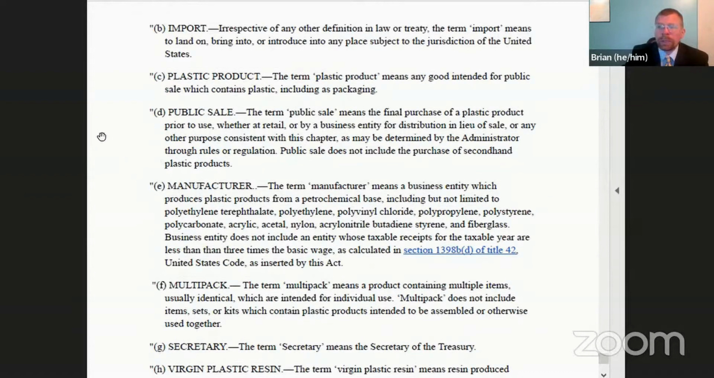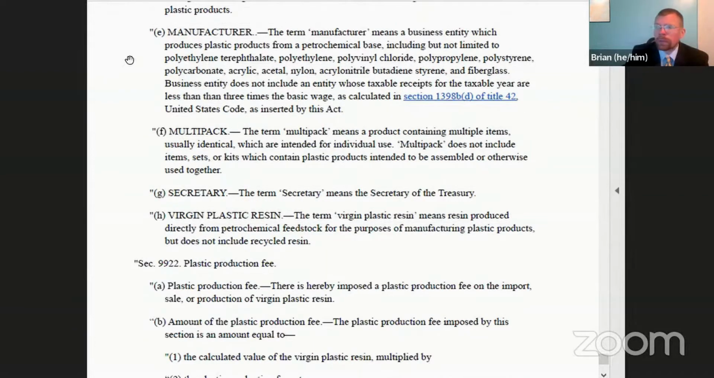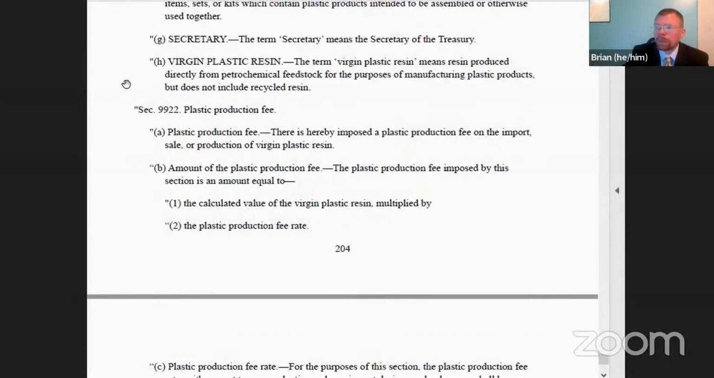So, for example, if McDonald's is buying a box of 1,000 forks to distribute to their customers, then they would be the party responsible for the plastic product fee. Manufacturers are the business entities who produce plastic products. And virgin plastic resin means resin produced directly from petrochemical feedstock for the purposes of manufacturing plastic products, but does not include recycled resin. So we'll be creating a financial incentive to recycle more and create less plastic.